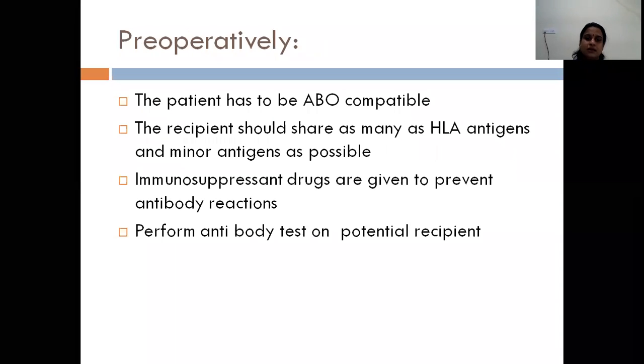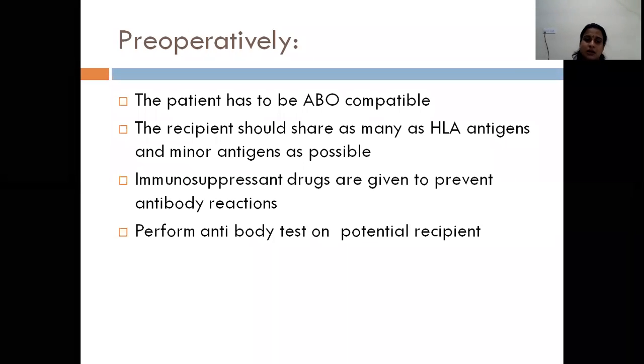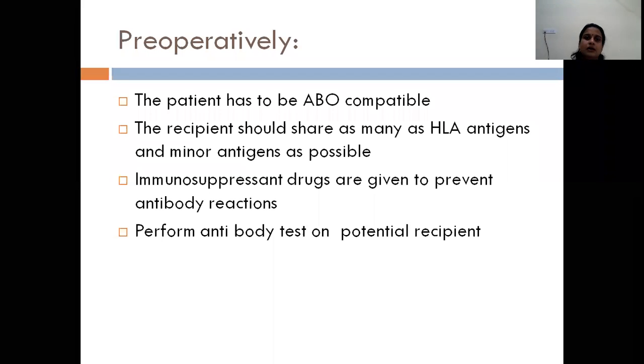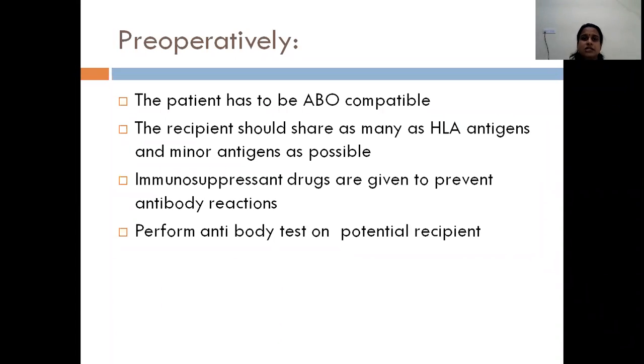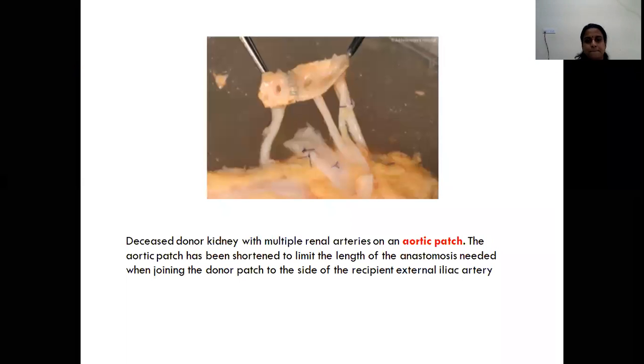So preoperatively, you have to make the patient ABO compatible with the donor. The recipient should share as many HLA antigens as possible with the donor. He has to be given immunosuppressants. Calcineurin inhibitors are most commonly used. Now we're also starting with mTOR inhibitors. Then also check for potential antibodies in the recipient.